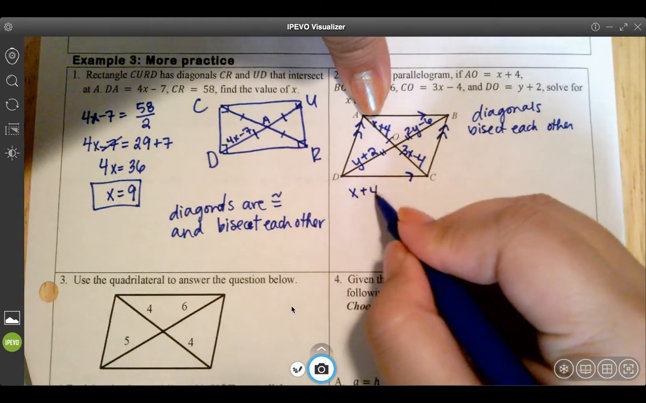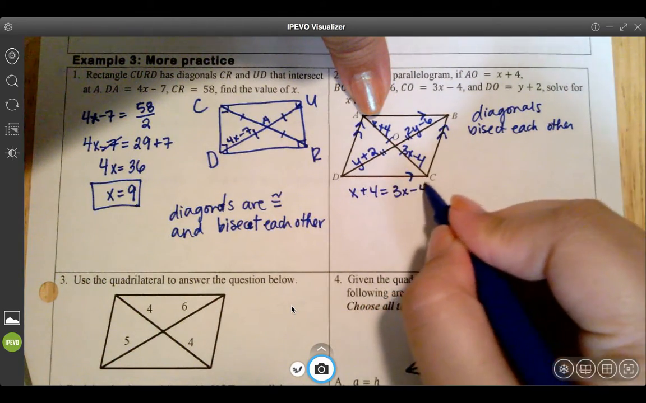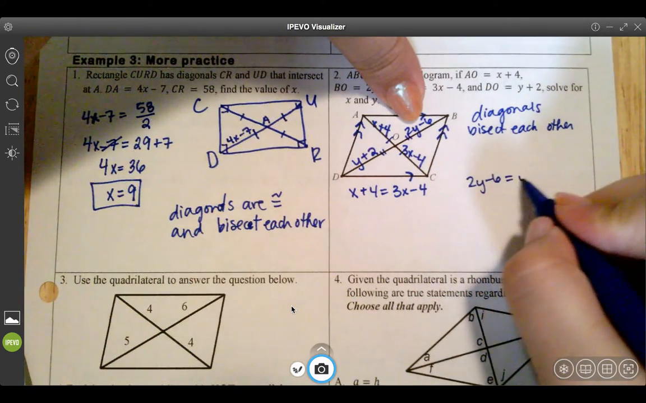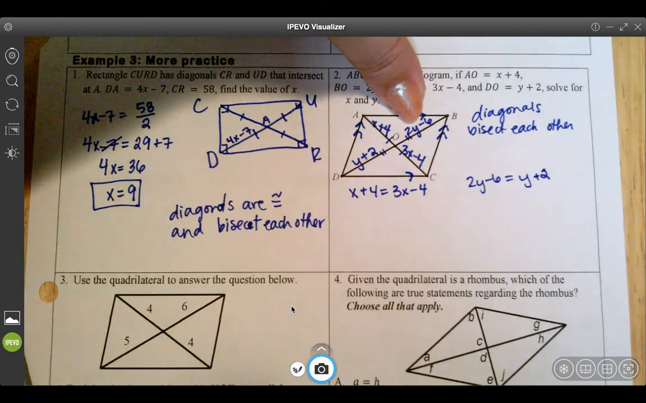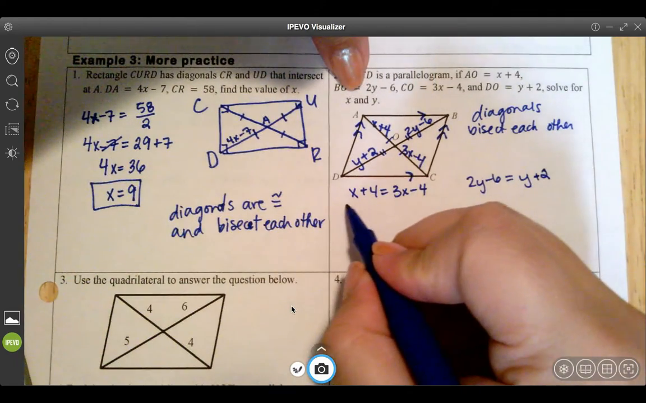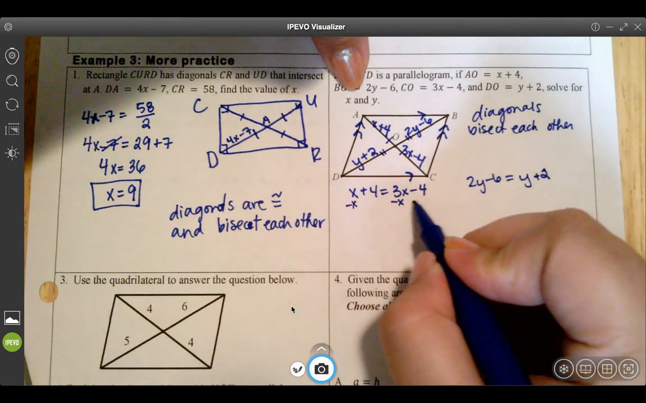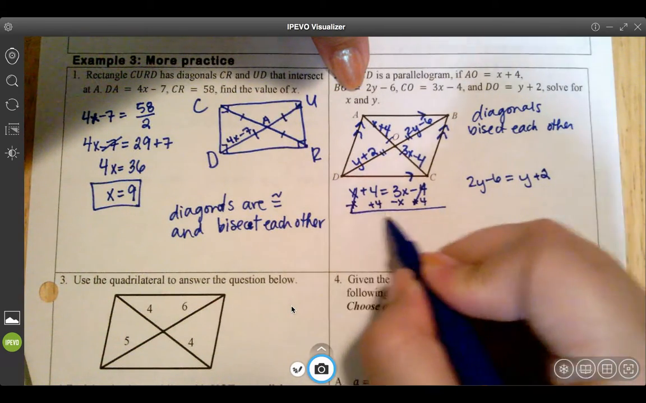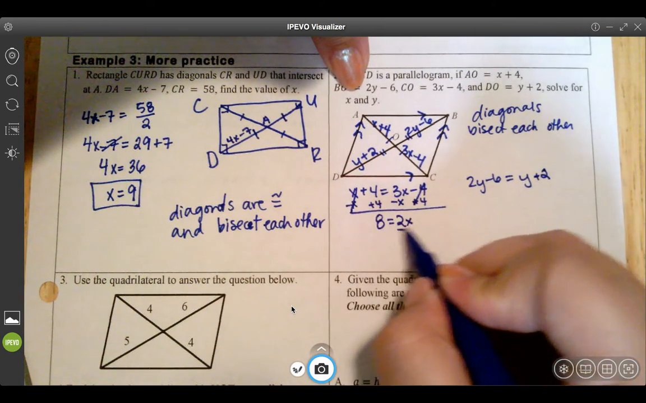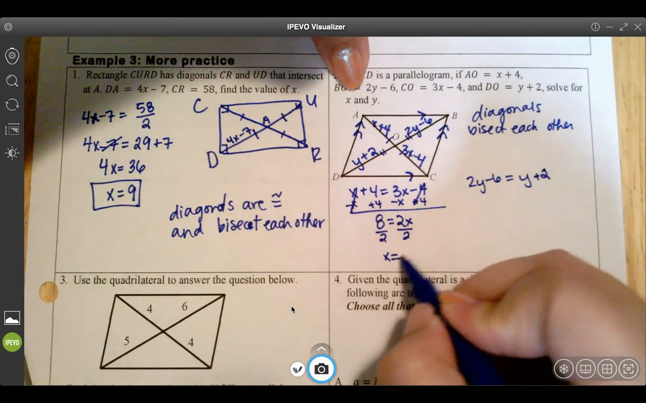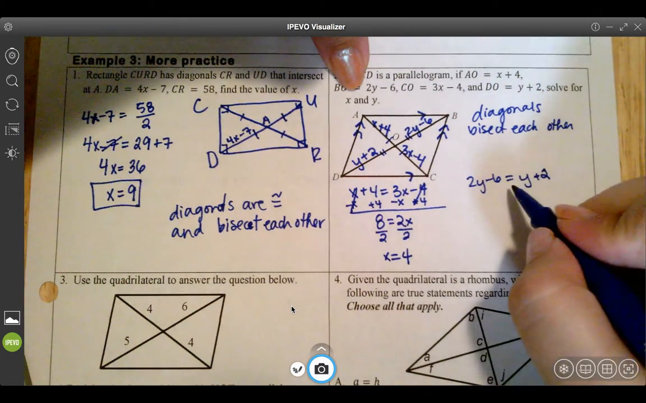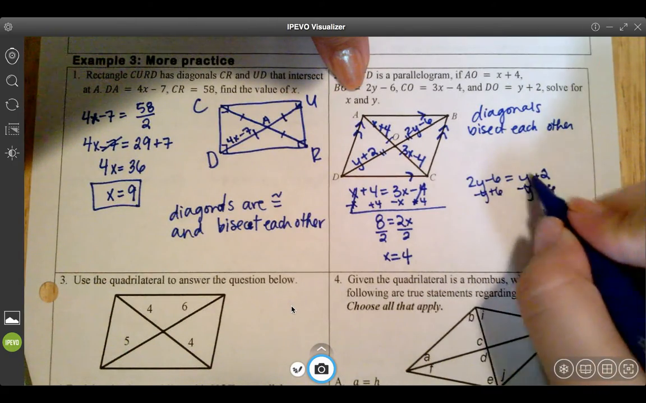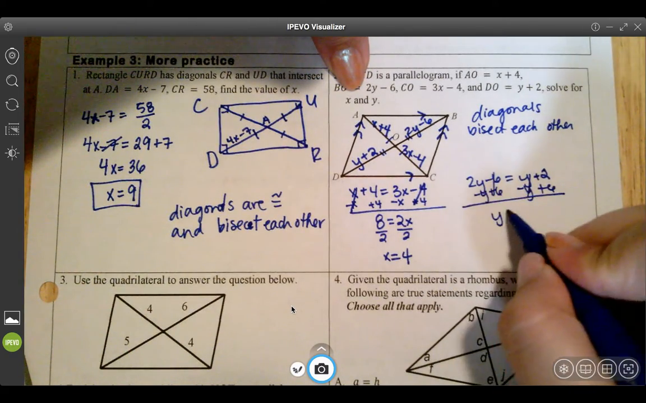x plus 4 equals 3x minus 4. And also, 2y minus 6 equals y plus 2. Subtract x, plus 4. 8 equals 2x. Divide by 2. x equals 4. Over here, minus y, plus 6. y equals 8.